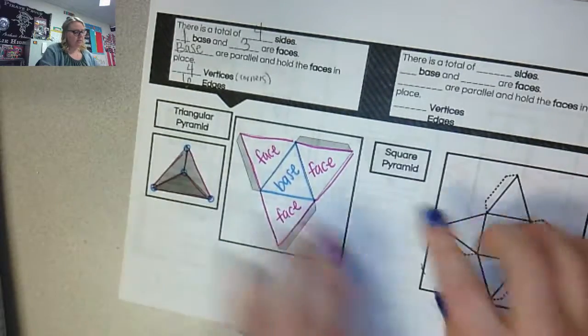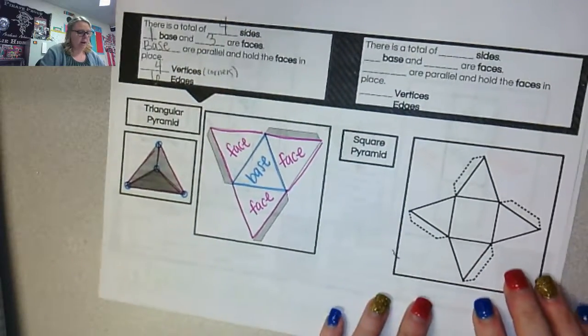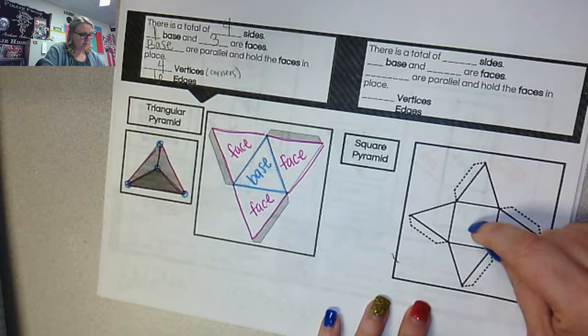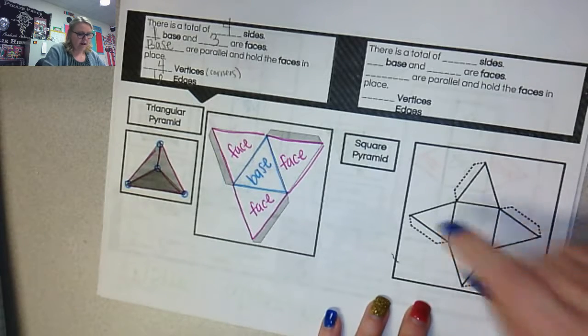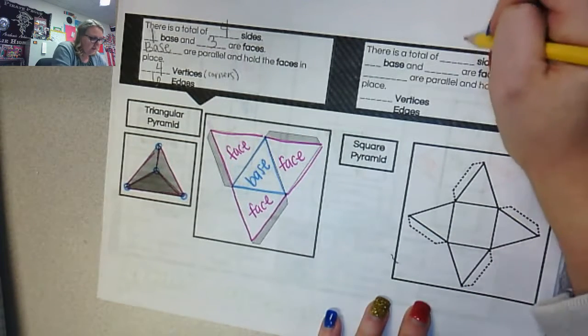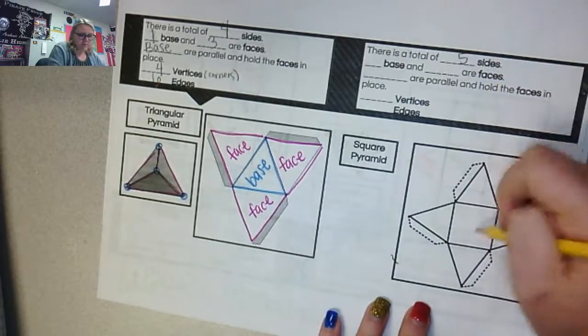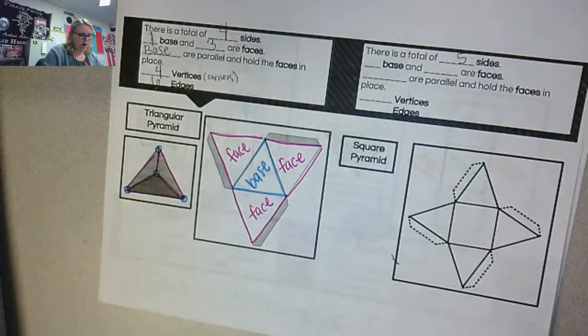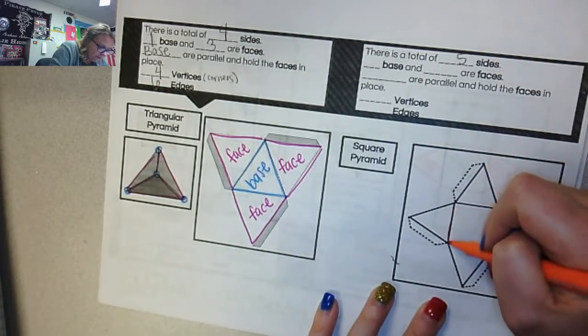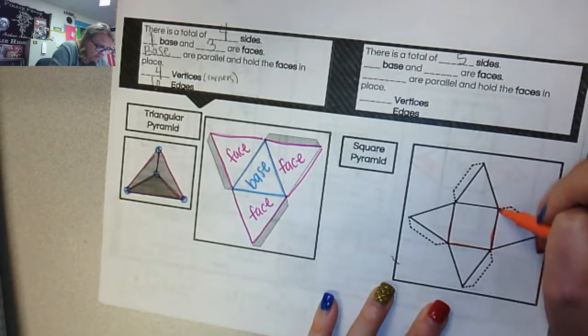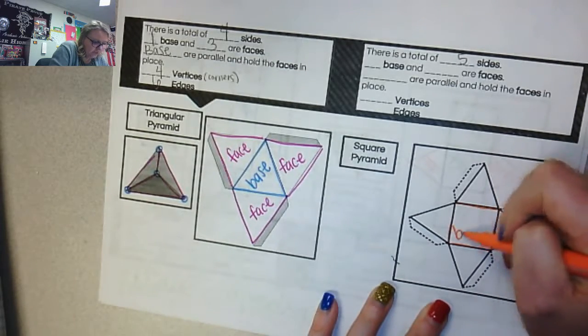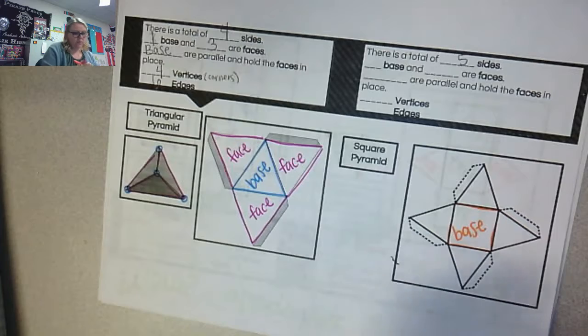Okay, next we have a square pyramid. We got to count how many sides it has. 1, 2, 3, 4, 5. So there are 5 sides. And if you look in the very middle, there is our base. Our base is a square. Since our base is a square, that means that it has 4 sides. If it has 4 sides, that means it has 4 faces.